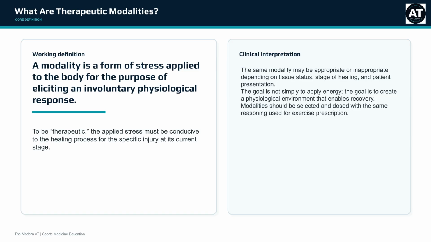The same modality can be helpful in one stage and inappropriate in another. For example, aggressive heating over highly irritable acute swelling may increase symptoms, while heat before mobility work may help a chronic stiffness presentation. Dose and timing should be reasoned like an exercise prescription.